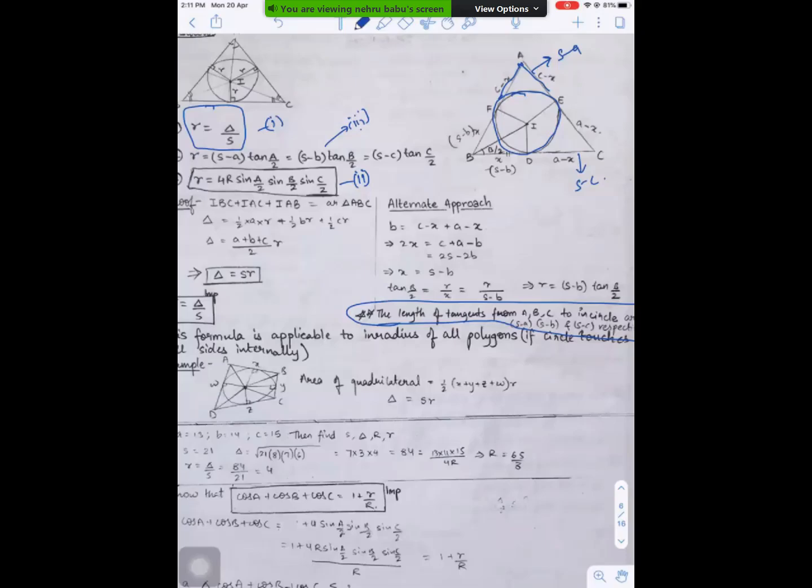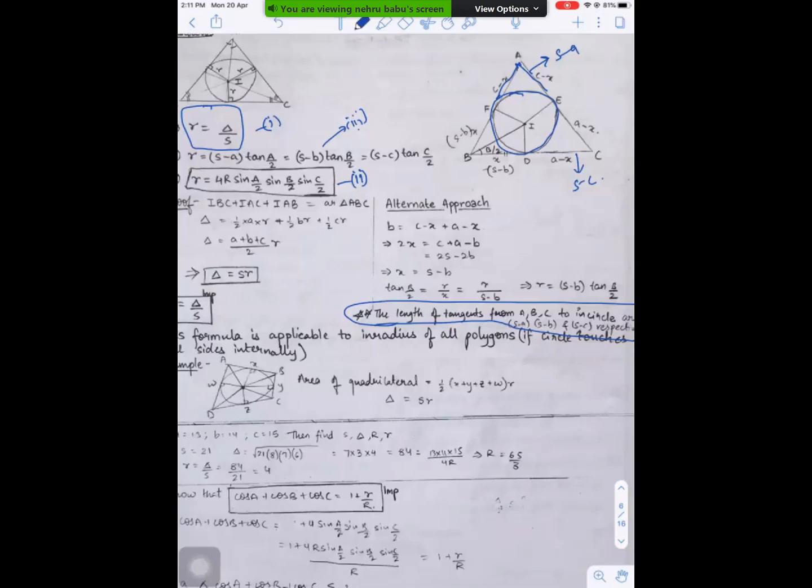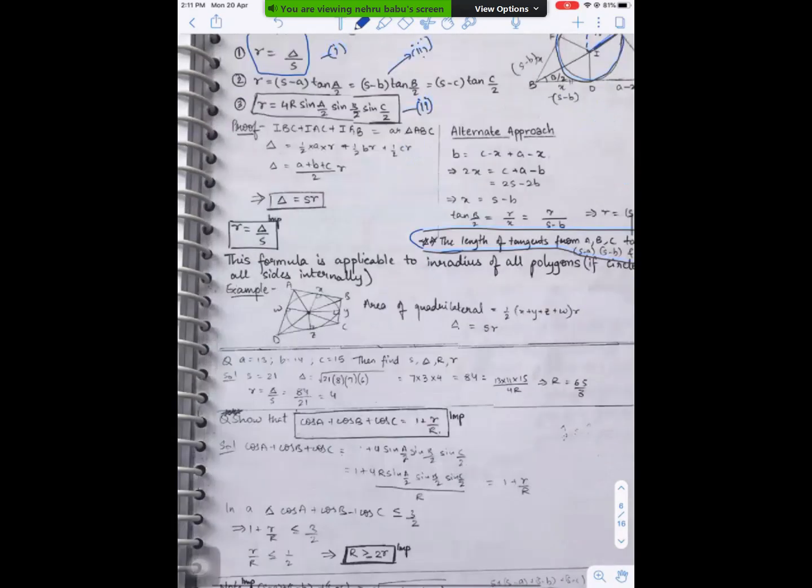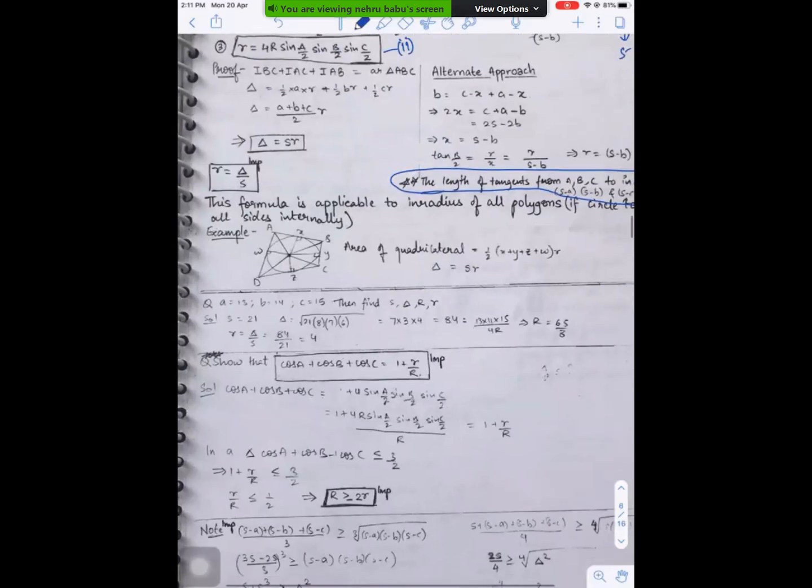Because if you see here, this length of tangent is S minus a. So if you join, this angle is A by 2 and this length is r. So tan A by 2 equals r by (S minus a), and from that you can say r equals (S minus a) tan A by 2. And even this delta equal to rS formula is true in any quadrilateral, any polygon also.